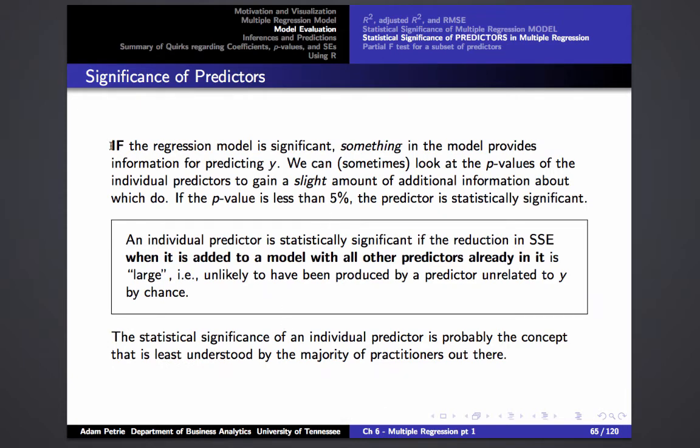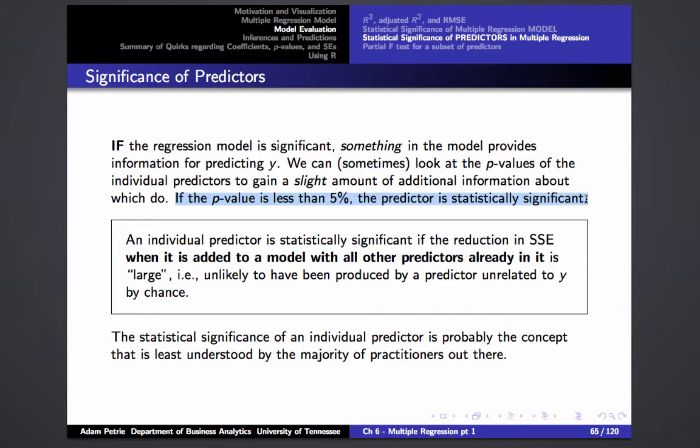Okay, so if the regression model is significant, that means something in the model provides some information about predicting y. So what we do then is we look at the p-values of the individual predictors. Now, these p-values of the individual predictors add a very slight amount of additional insight about the problem. Before talking about what that insight is, I'm just going to say what is significant, what's not. Well, we look at the p-value of those individual predictors. If the p-values are less than 5%, we say that the predictor is statistically significant.